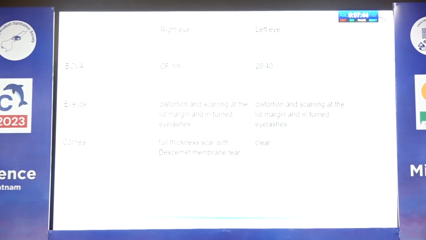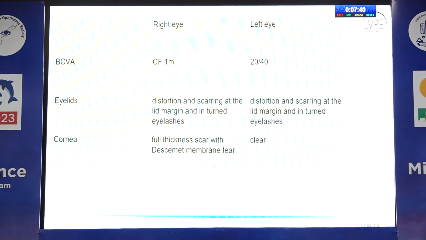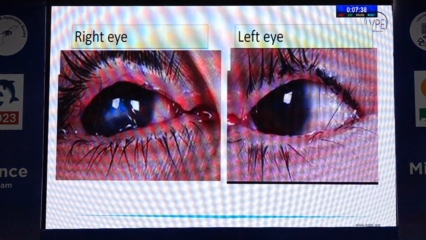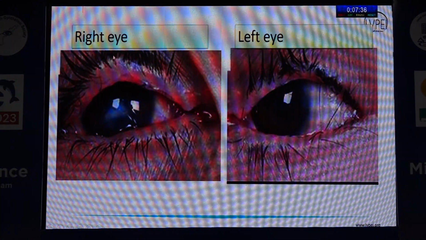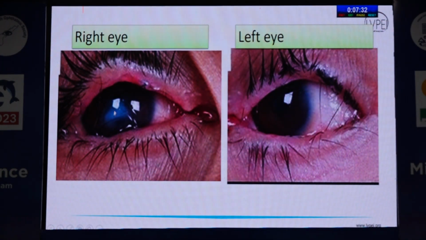So his visual acuity in the right eye was counting fingers 1 meter, and in the left eye it was 20/40. The eyelids had a distortion and scarring at the lid margin, and they were inturned. In the cornea of the right eye, there was a full thickness scar with Descemet membrane tear, whereas the left eye cornea was clear. As we can see in the clinical picture, there was inward turning of the eyelashes and the scar in the right cornea.